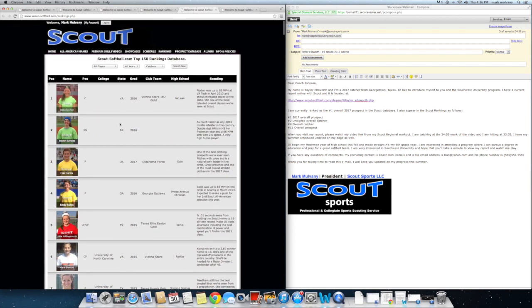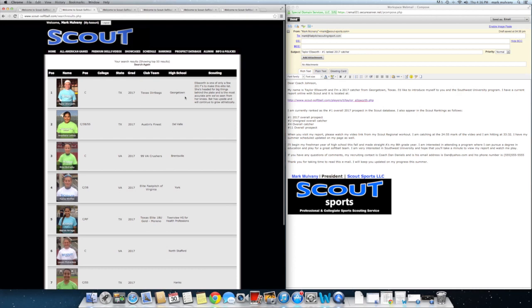So what I did for Taylor was I tried to find as many searches within the national player rankings that brought her up. So the first place that I look is where she is ranked the highest. If we look at 2017 prospects overall, Taylor is actually ranked number 1 in this graduating class. And so when I'm looking at this, I'm seeing that she's a number 1 2017 overall prospect. So I immediately highlight this in my rankings. I say, I am currently ranked as the number 1 overall 2017 prospect in the Scout database. I also appear in the Scout rankings as follows. I make sure that they again know I'm the number 1 overall 2017 prospect.